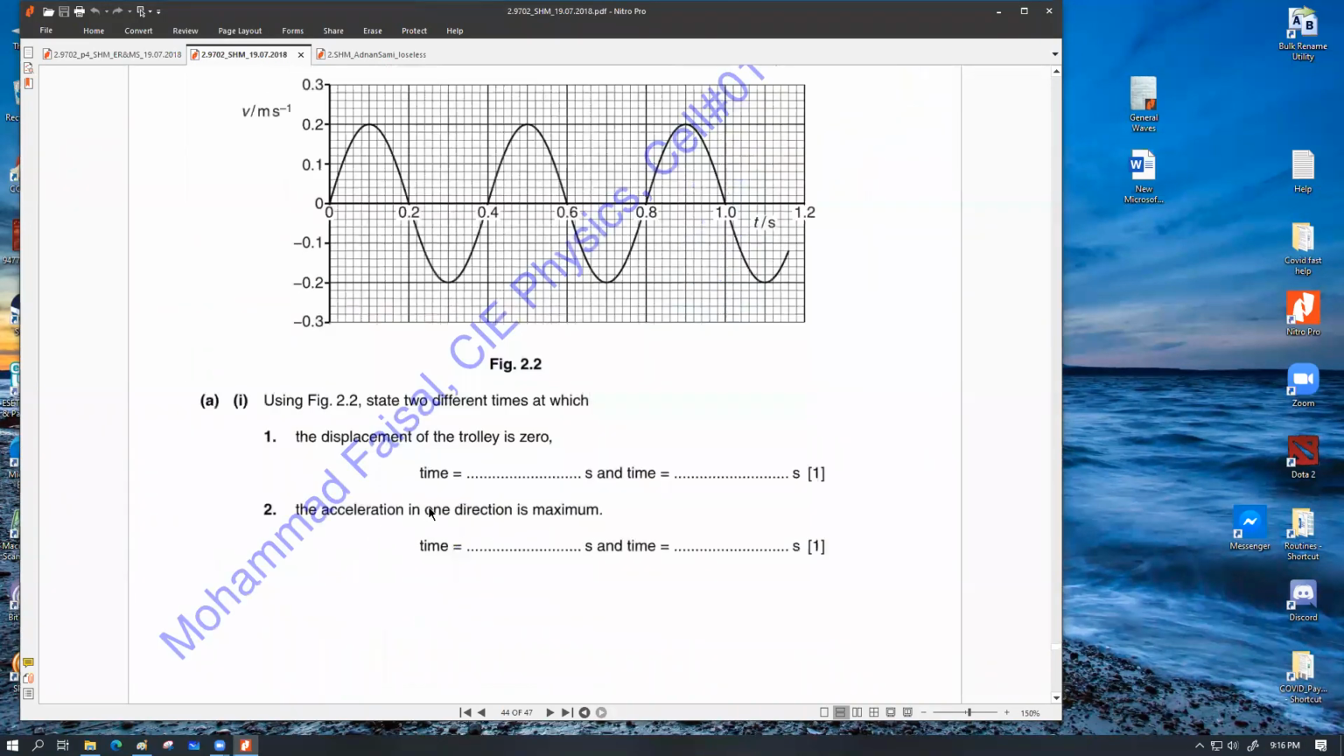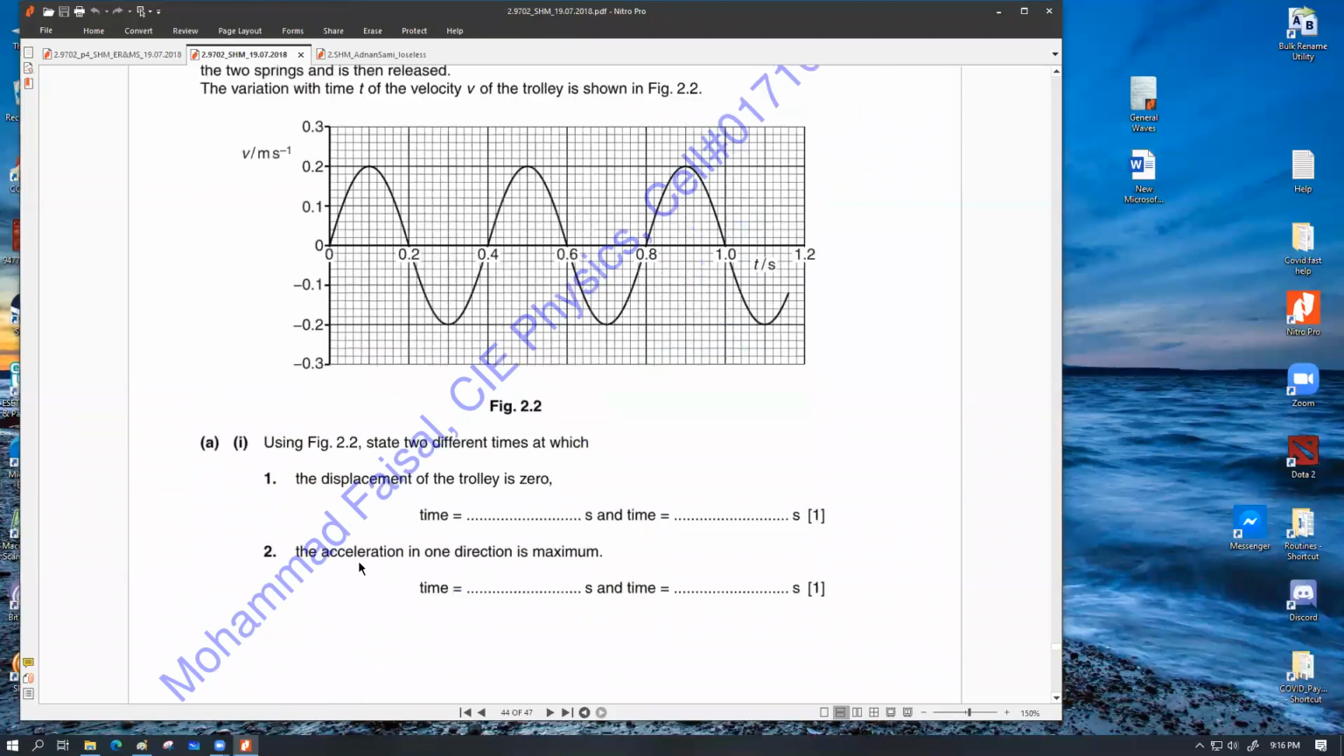The acceleration in one direction is maximum. Acceleration is maximum when? When velocity is 0 at one of its terminal positions. So you can choose any of the points on this graph where velocity is 0. So you can choose 0, you can choose 0.2, you can write 0.4, 0.6, 0.8, 1.0, any of these 6 values are acceptable.